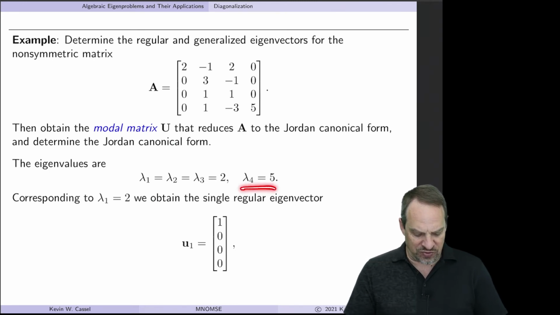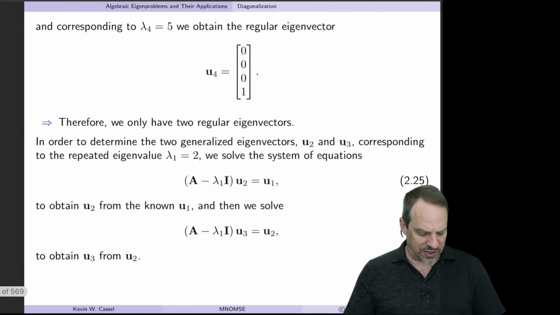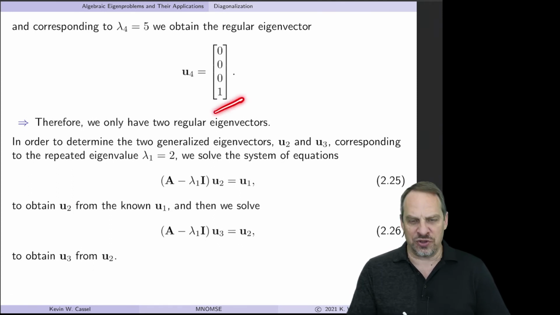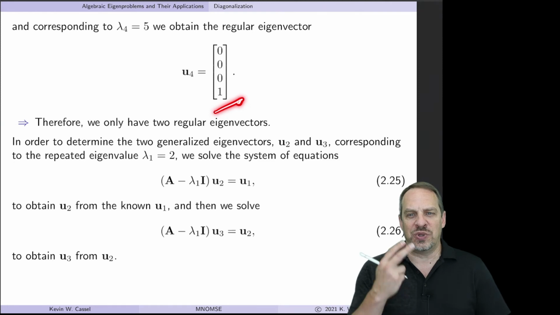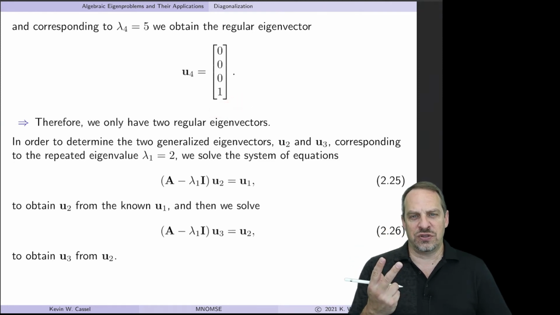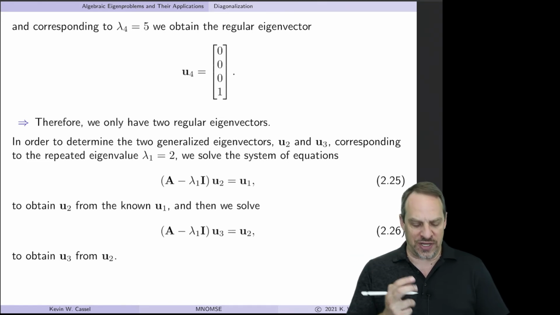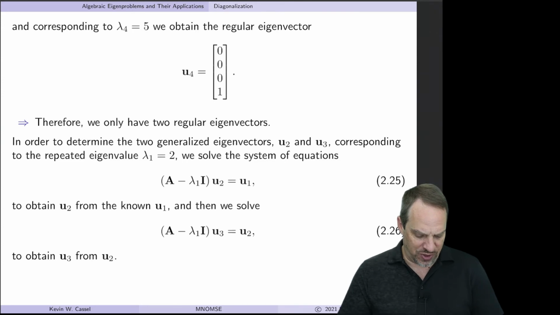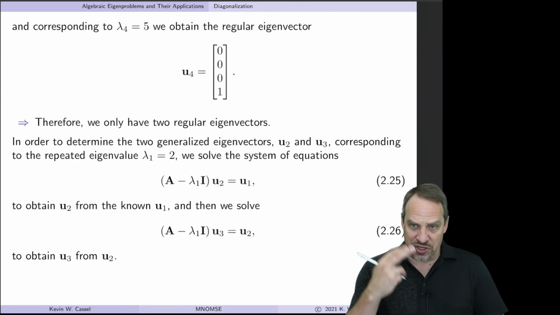First, let's look at lambda 4 equal to 5 and get the corresponding eigenvector for that. And you'll find that that one is 0, 0, 0, 1. So we get 2 regular eigenvectors for our 4x4 system. So we need 2 additional generalized eigenvectors corresponding to lambda 1 equal to 2. So let's look at that. So I need 2 more.